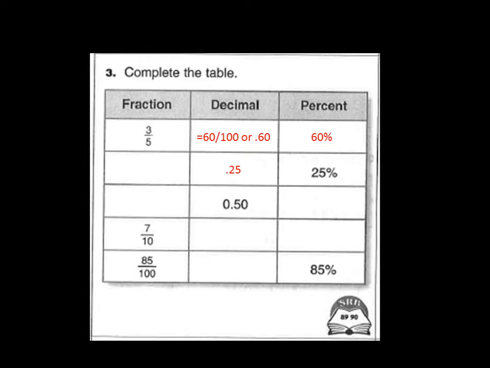So I turned 25, the decimal, into 1/4, and then the percentage would be 25%. There was 50 in the decimal, so I knew that it had to be 50%, and the fraction could be 50 over 100, or 1/2.